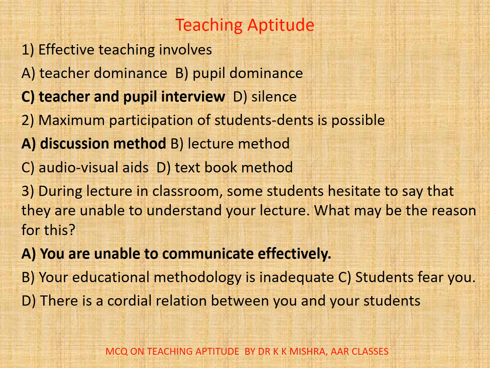Question number 1. Effective teaching involves A. Teacher dominance, B. Pupil dominance, C. Teacher and pupil interaction, D. Silence. Correct option is C. Teacher and pupil interaction or kind of interaction.